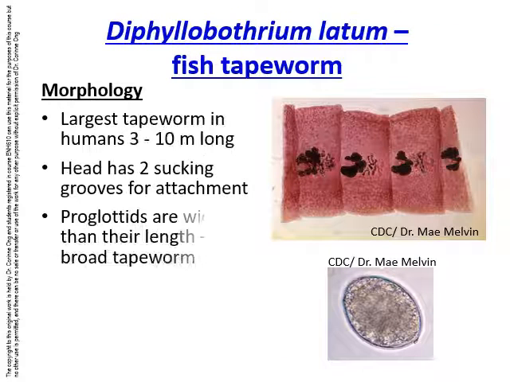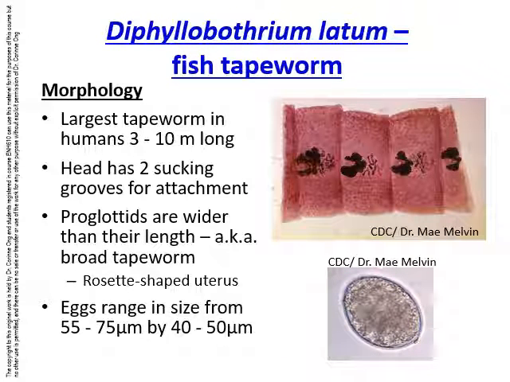It is the largest tapeworm in humans in terms of its broad size and can reach 10 meters or 30 feet in length. There are two sucking grooves for attachment, and the proglottids are wider than their length, so it is also known as the broad tapeworm. The uterus is rosette-shaped, as can be seen in the top image. Eggs are smaller than 1/10 of a millimeter and need to be viewed using microscopy.